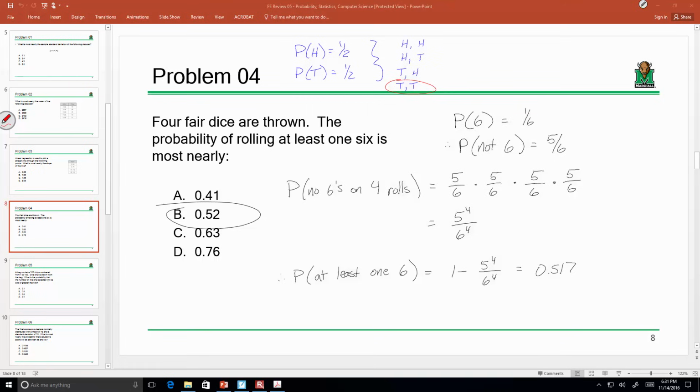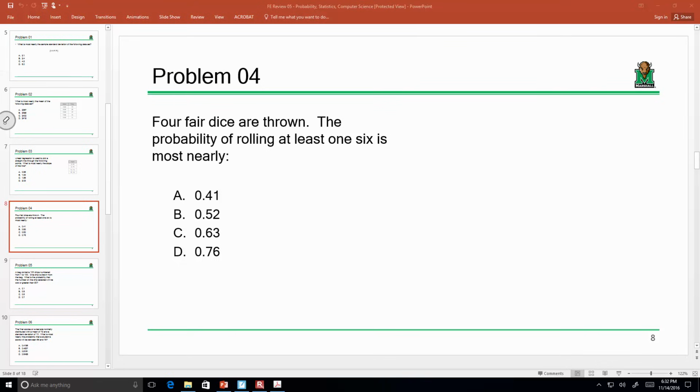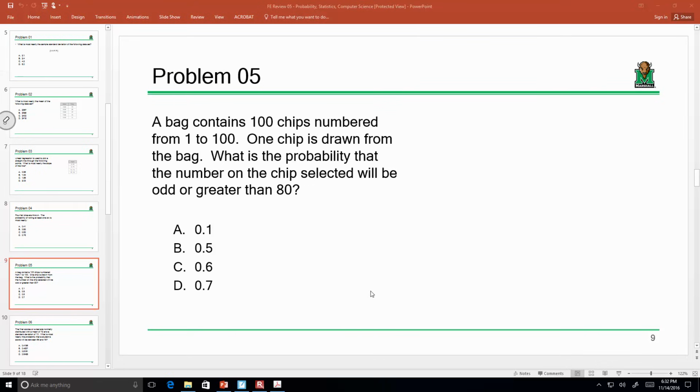This next one I think is going to make your life, if you like the formulas, work out pretty nicely. Everybody good? Okay. Now, the next one says a bag contains 100 chips that are numbered from 1 to 100. So each chip has its own unique number. One chip is drawn from the bag. What's the probability that the number on the chip selected will be odd or greater than 80?